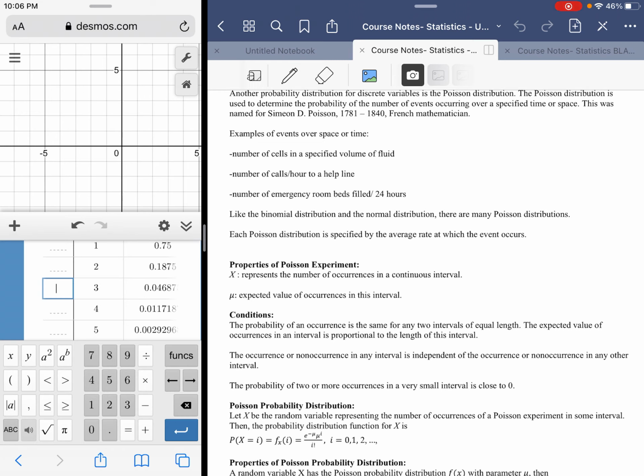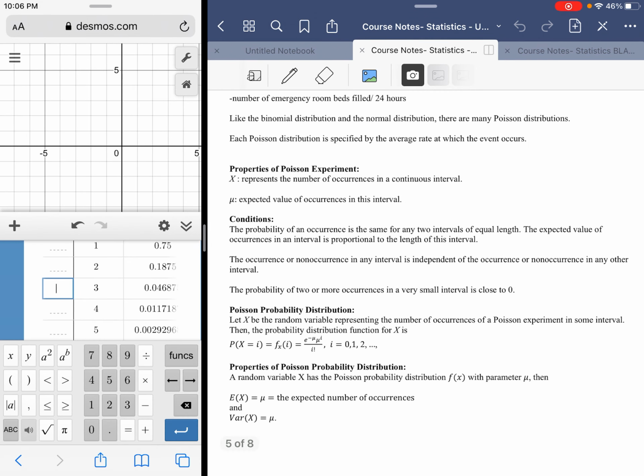So, like the binomial distribution and normal distribution, there are many Poisson distributions depending on key parameters. Right, so the average rate at which the event occurs is what we're talking about there. Alright, the capital X represents the number of occurrences in a continuous interval. Mu is the expected value of occurrences in this interval. So how many emergency room visits did you expect to have over a 24-hour period versus how many actually occurred?